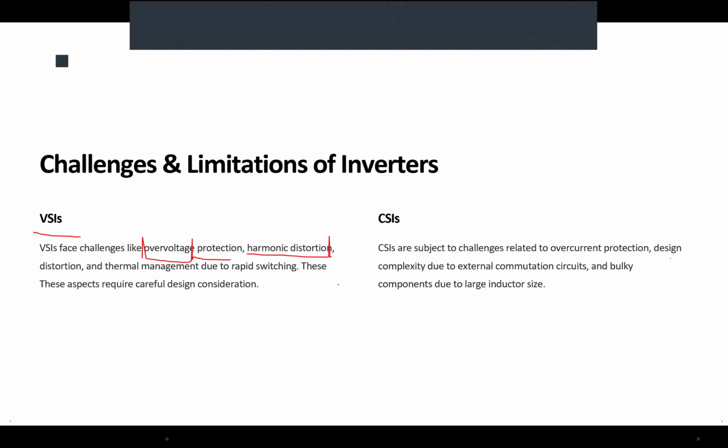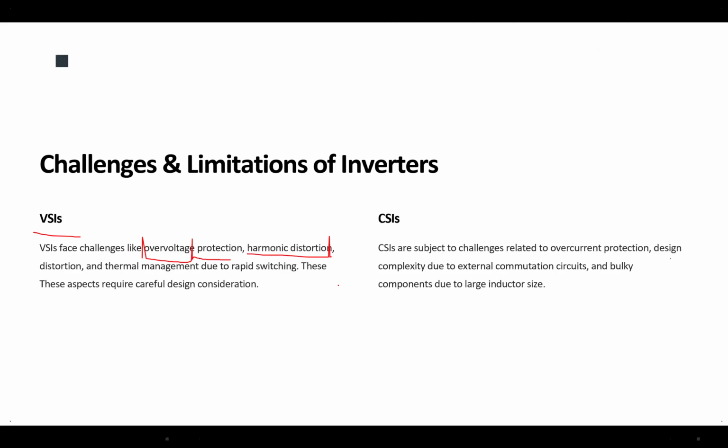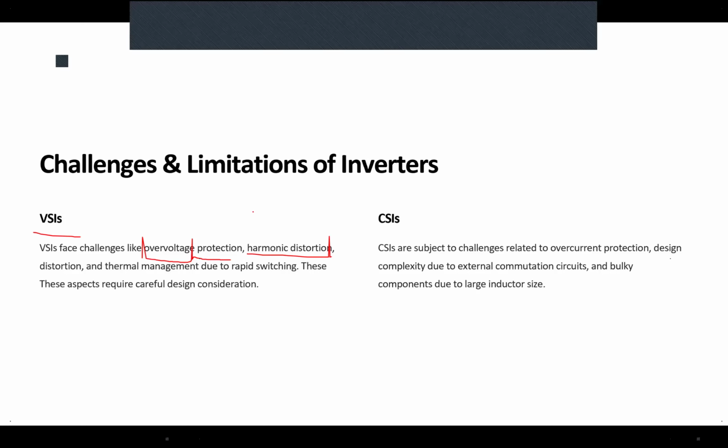We already talked about the harmonic distortion. We need an advanced filtering technique at our output. Another challenge, as we mentioned early in the course, is the thermal management, because VSI, as we talked about it, has a higher switching rate, switches faster than CSI. They would face higher switching loss. Okay, so they need thermal management.